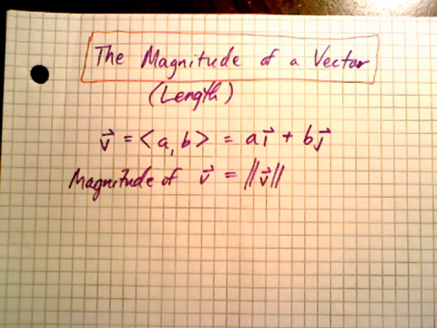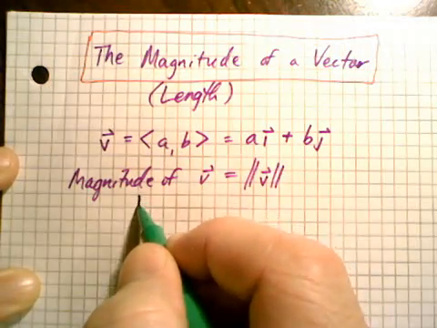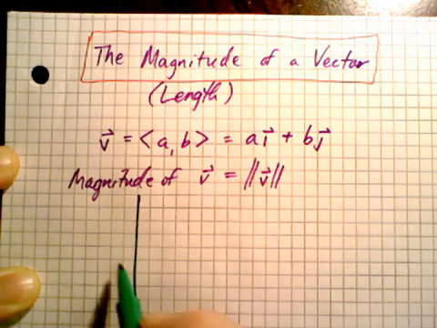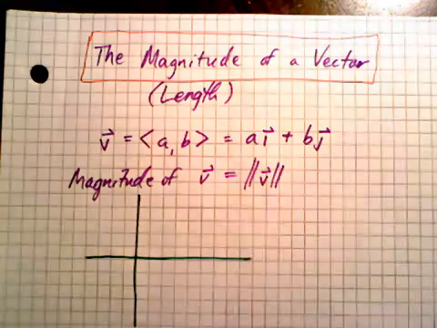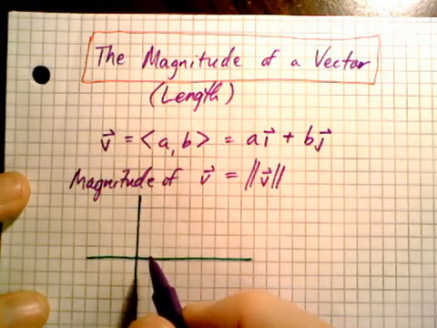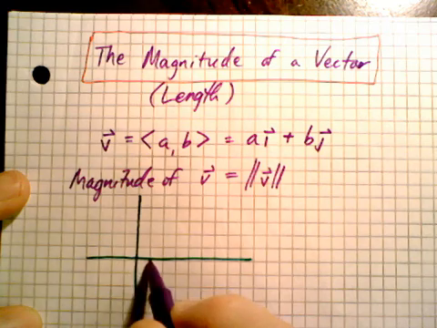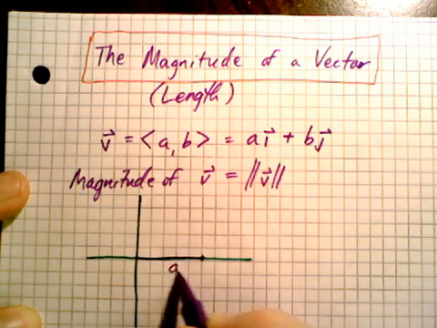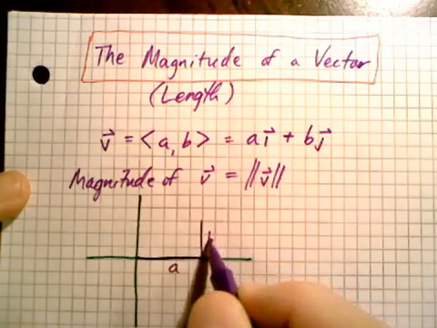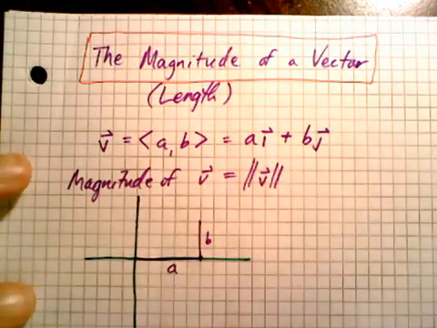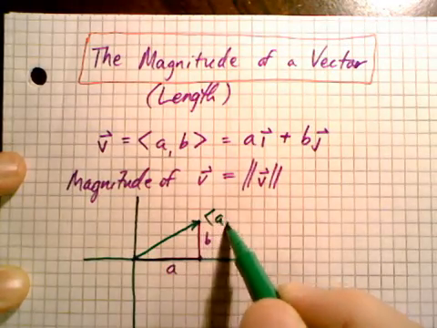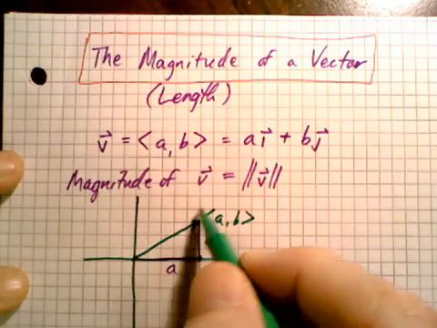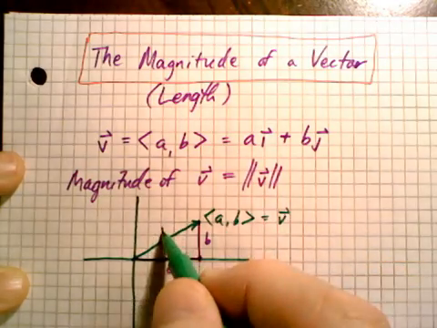Okay, so when you see the double lines, that's what magnitude means. And so how do we do that? Well, again, I don't like to just give you the formula. I want you to understand the basis behind the formula, and it's a really easy one if you can remember that theorem, a squared plus b squared equals c squared. So if we have a units here, and we go b units here, now what's the length of the vector? Well, there's the vector right there. You go over a and up b. Let's call that vector v.